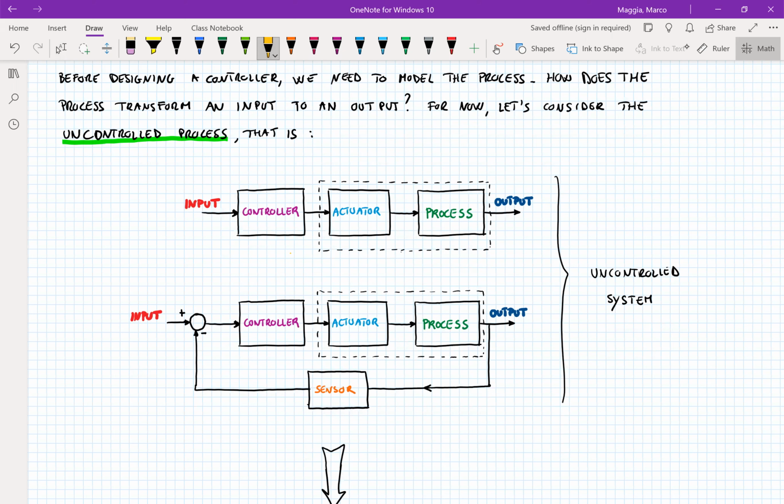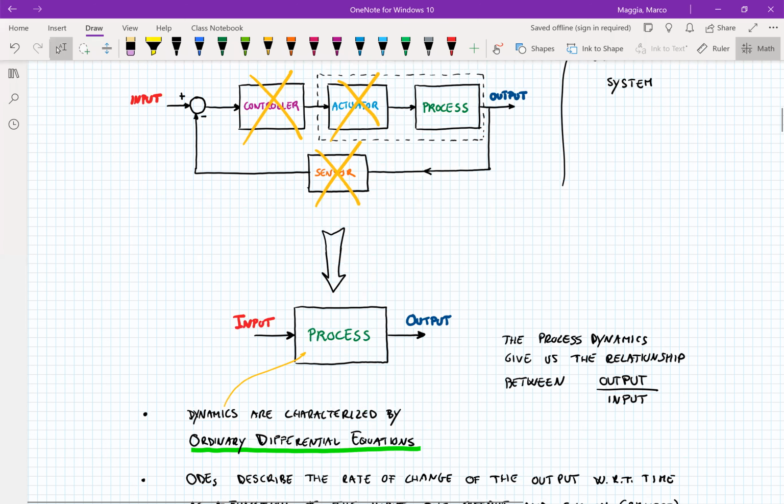So now if we take a look at our control systems, let's remove the controller part and the actuator for the open loop control system, and controller, actuator, and sensor for the closed loop control systems. And we only, therefore, consider the process, the performance of the process. So the ability of the process to turn an input into an output. How do we do that?